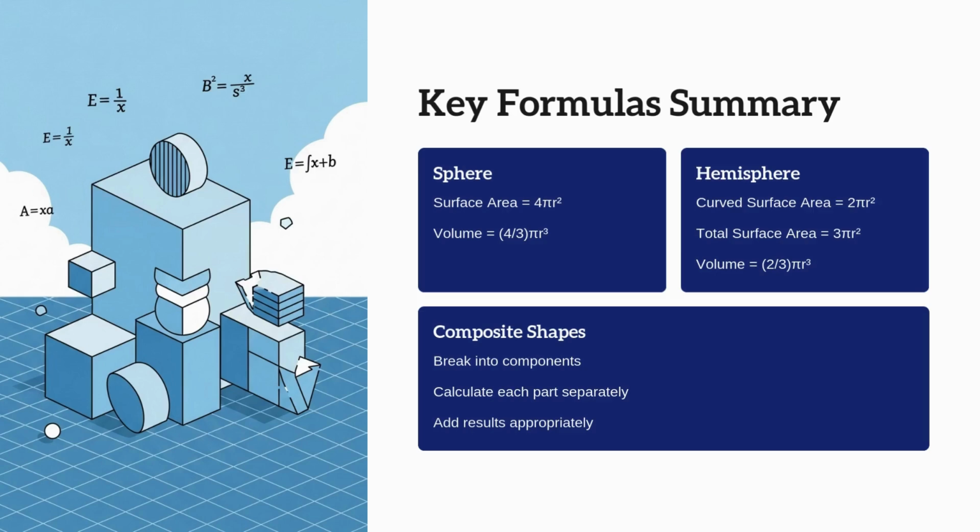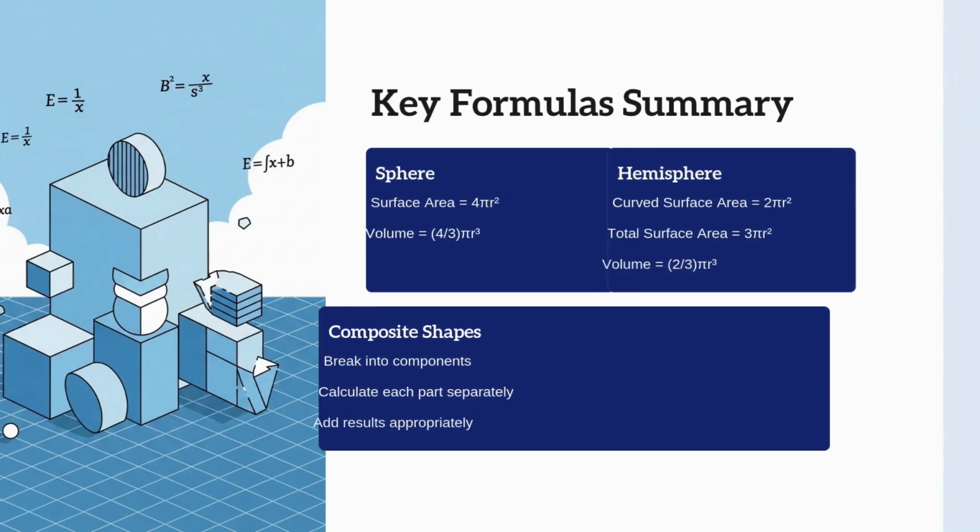3. Composite shapes. Break the solid into basic components such as cylinders, cones, hemispheres, or spheres. Calculate the surface area or volume of each part separately, using the appropriate formula. Finally, add the results together to obtain the total. This summary can serve as a quick reference sheet for solving sphere, hemisphere, and composite solid problems.